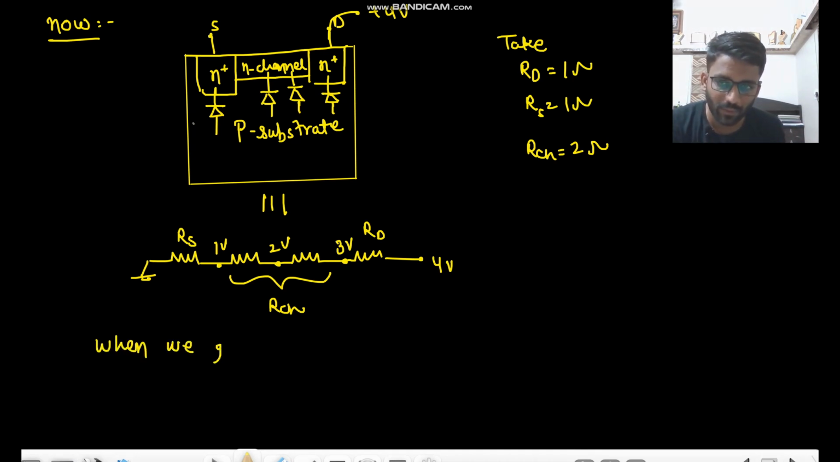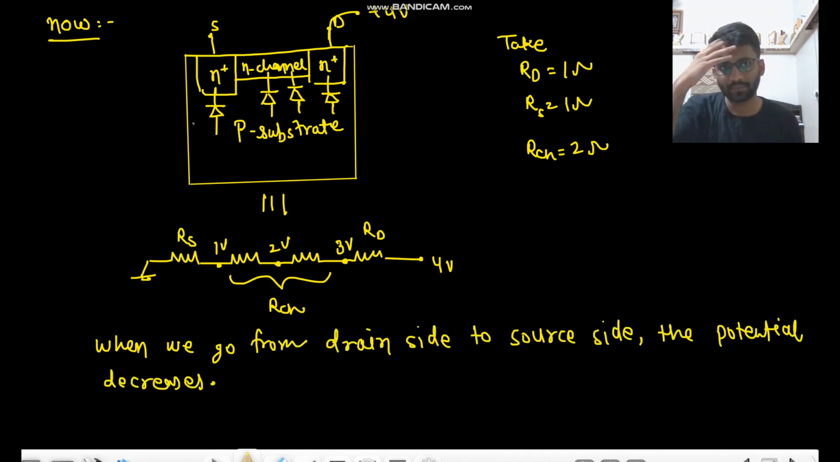Let me pause it and write it. What I said is that when we are going from drain side to source side, the potential is getting decreased, and we can also assume a diode here, like this is N, this is P, so we can assume a diode here.